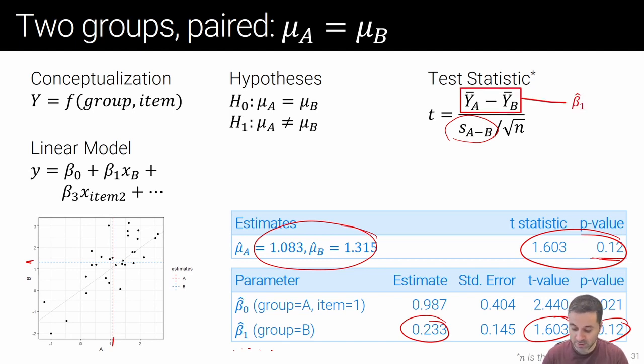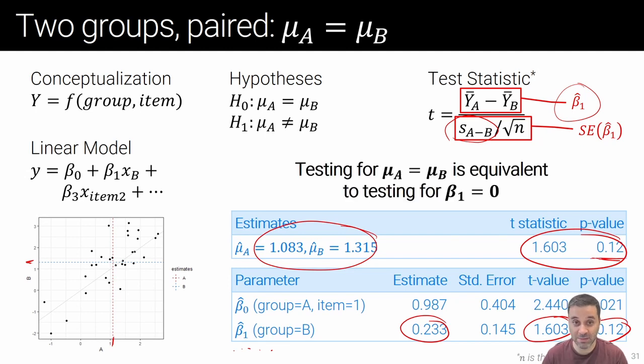Why is that? Well, because here the numerator of the test statistic is exactly beta 1, and the denominator is exactly the standard error of beta 1. So we're doing exactly the same thing. Only difference is, in this case, beta 0 is harder to interpret because it corresponds to a specific item, but it doesn't matter. What we're really looking into is beta 1, which measures the average deviation between group A and group B for all items. And so there we go.